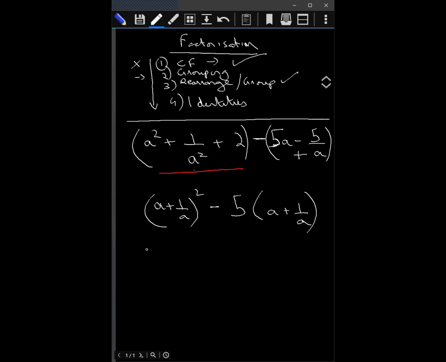Then, next step. What's common in both? Solve it. Let's take a plus 1 upon a out. I'll open another bracket. A plus 1 upon a divided by a plus 1 upon a. What do we have left? A plus 1 upon a. Right? Yes. Minus 5 into a plus 1 upon a divided by a plus 1 upon a. What will we get? We get 5. So that's the final answer. Oh, okay. Very simple one.